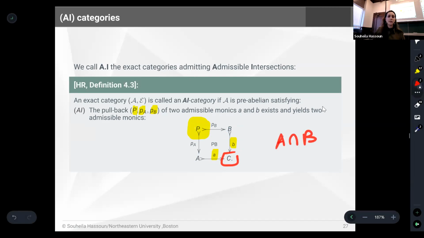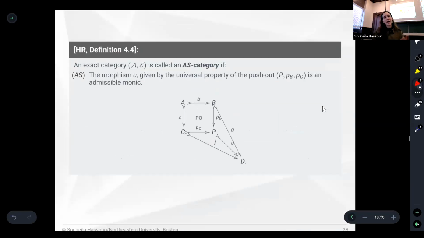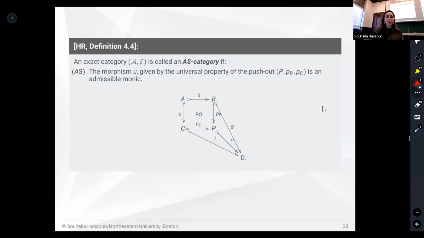So I can take this as the pullback. So let's hope that this worked. That was the point, by taking the pullback. And by taking the push out on the pullback, which would give us U, which is given by the universal property, and that one would be, since it's the push out on an admissible monic, an admissible monic by the axioms. So let's take this as the sum. That was the point.